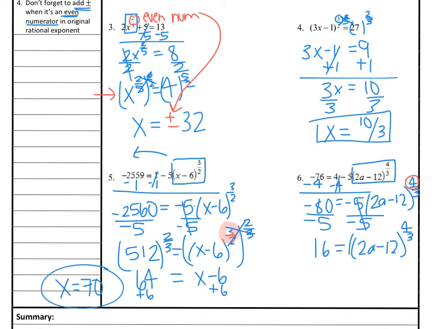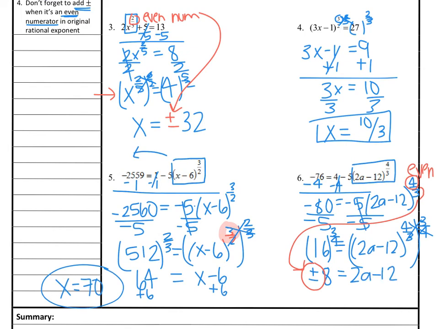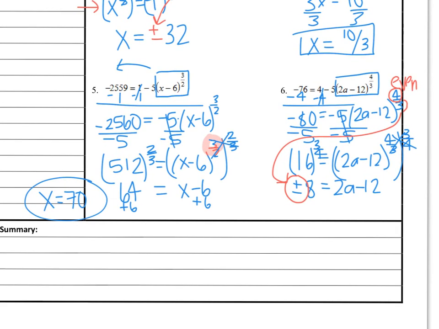All right, we're at the point now where we need to use our reciprocal powers. So do both sides to the 3/4. Cancel, cancel. 16 to the 3/4 power is going to give us a plus or minus 8. Okay, so plus or minus 8. So remember, we have the even original numerator, so that's going to cause us to do this right here. I'm going to draw an arrow. Okay, so plus or minus 8 equals, and then whatever's left inside the parentheses there. And then go ahead and solve from here.